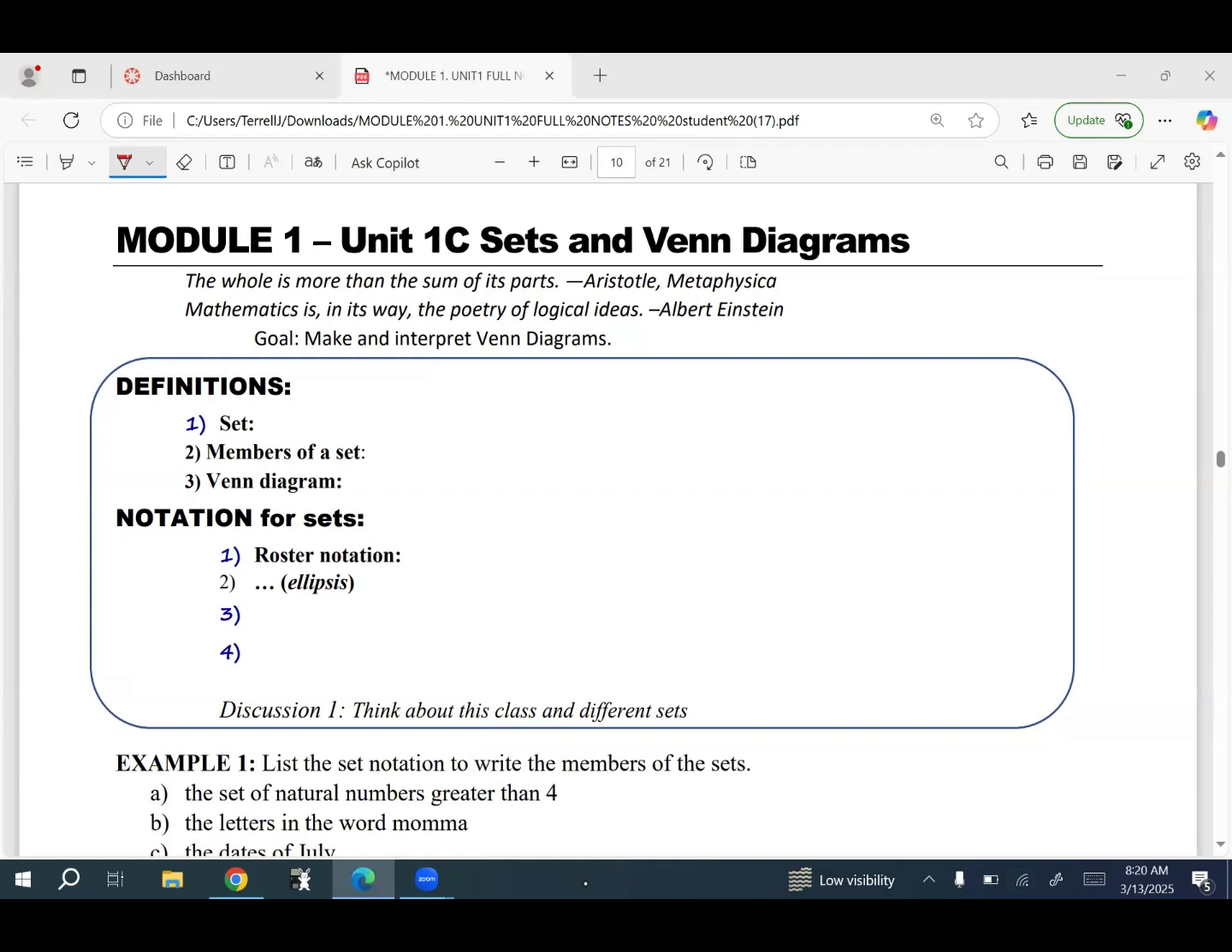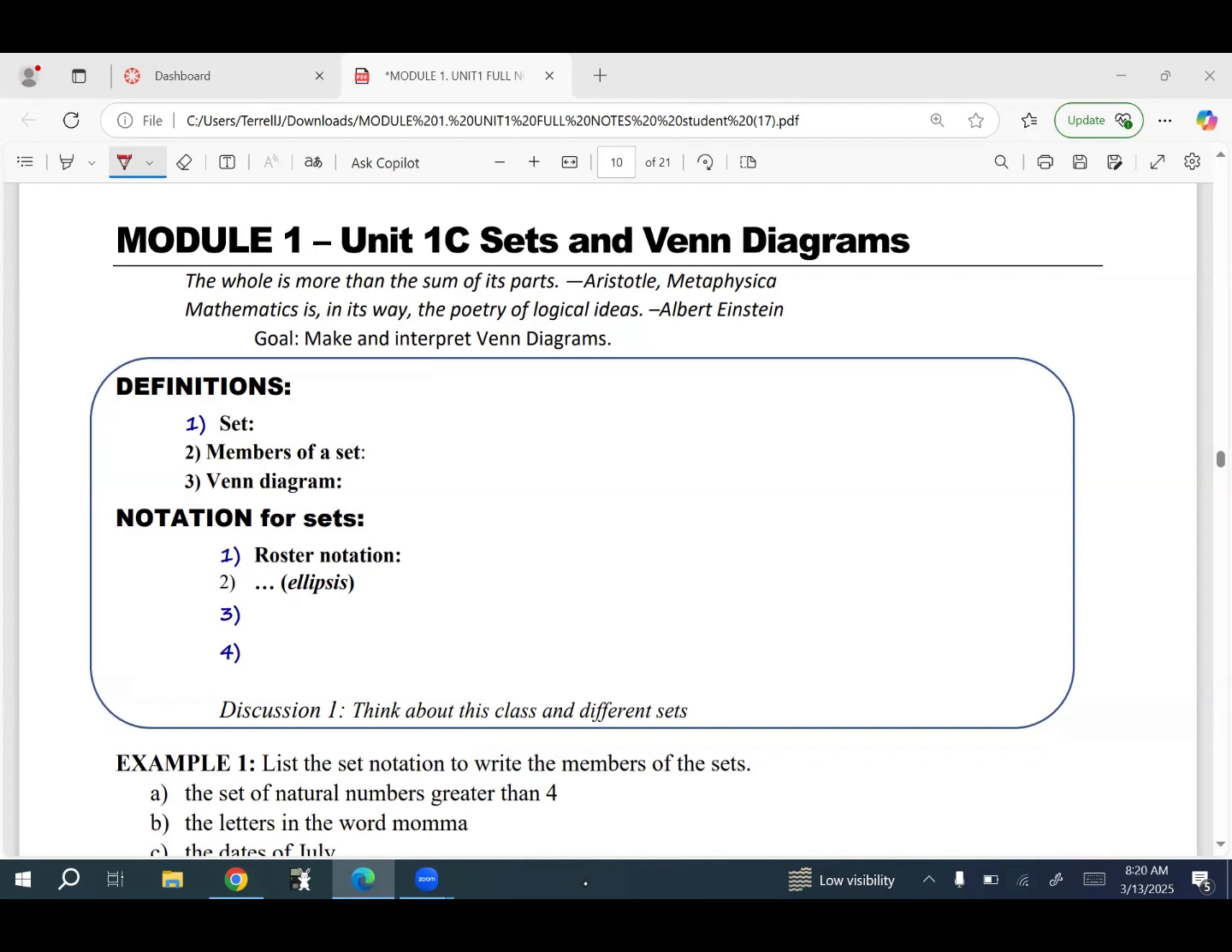Okay, so today we're going to go over section 1C. In 1C, we're talking about sets and Venn diagrams. I have a few definitions I want to go over first, and then we'll get into Venn diagrams.